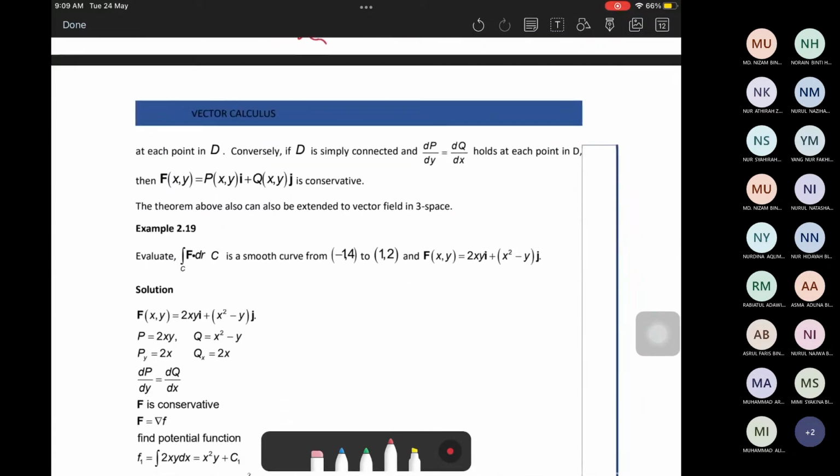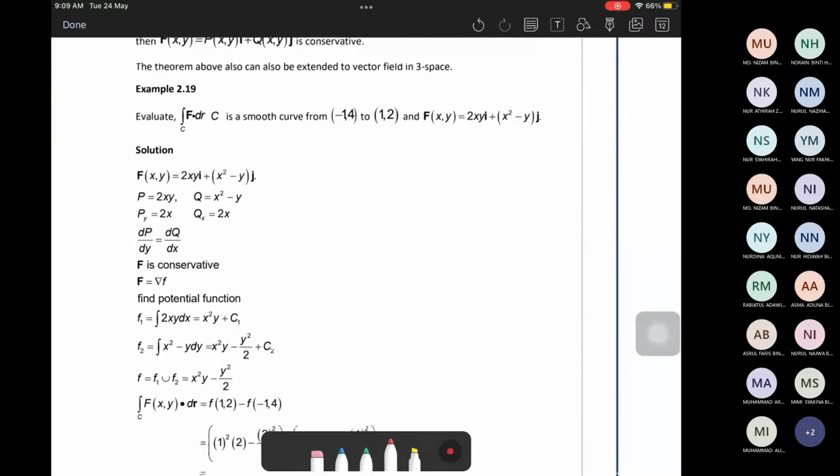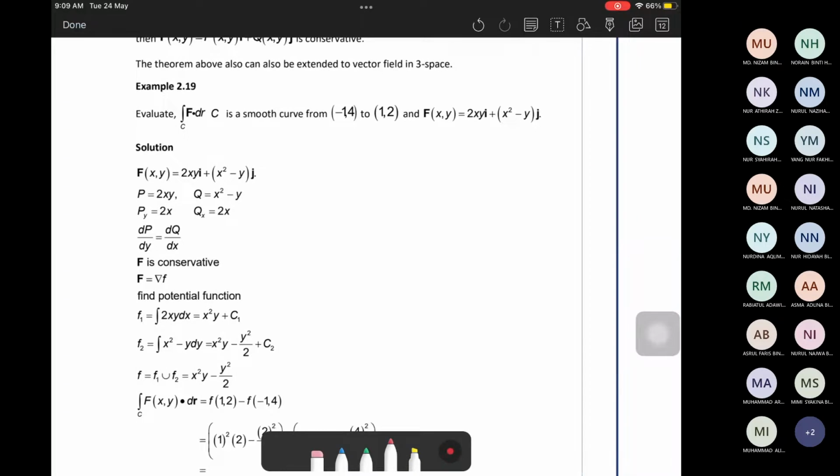Then at each point in D. Conversely, if D is simply connected and ∂P/∂y equals ∂Q/∂x holds at each point in D, then F(x,y) = P(x,y)i + Q(x,y)j is conservative. Okay, so the theorem above can also be extended to vector fields in 3-space. Okay, tengok example 2.19.